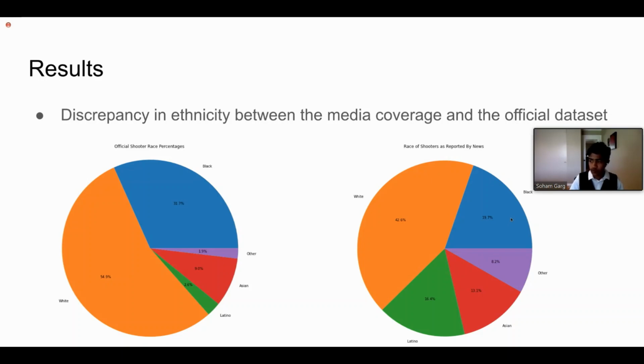But this perception can be really harmful because it draws unfair negative stereotypes about certain people living in our country, which leads to decreasing quality of life.